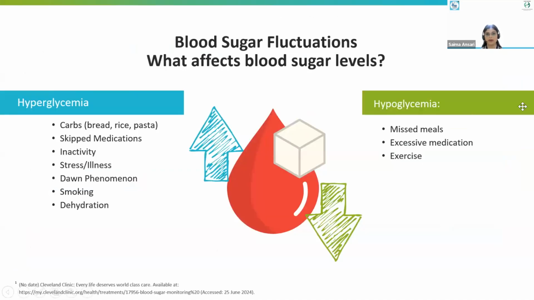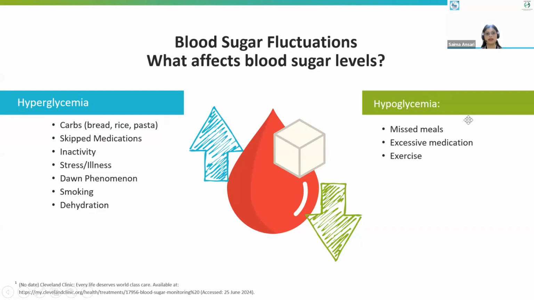So how does blood sugar fluctuate? There are some factors that affect blood glucose levels. Dietary intake affects blood glucose levels, and if they have skipped medication or have inactivity, these are factors that can increase sugar levels and cause hyperglycemia. One of the factors is the dawn phenomenon, which is a natural response of the body. Smoking and dehydration are also factors.